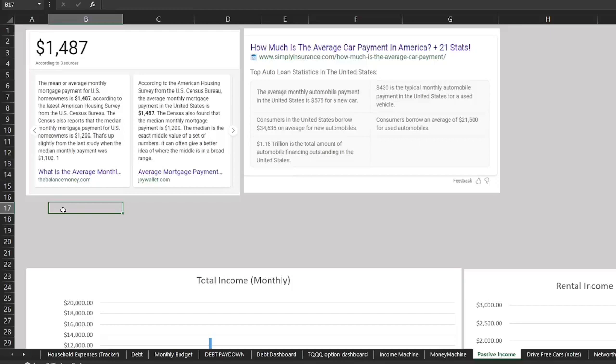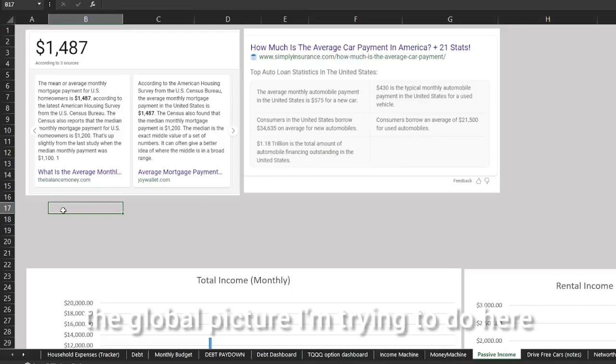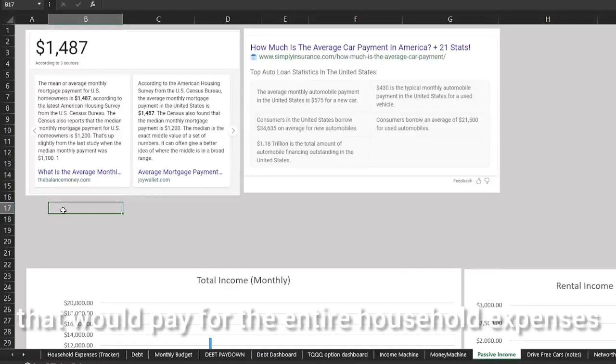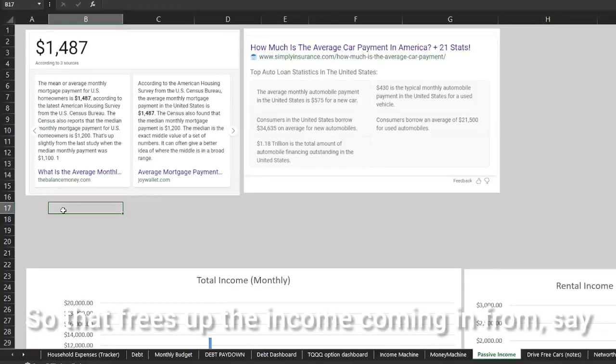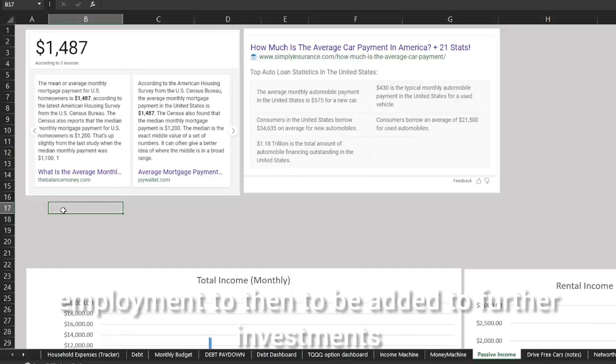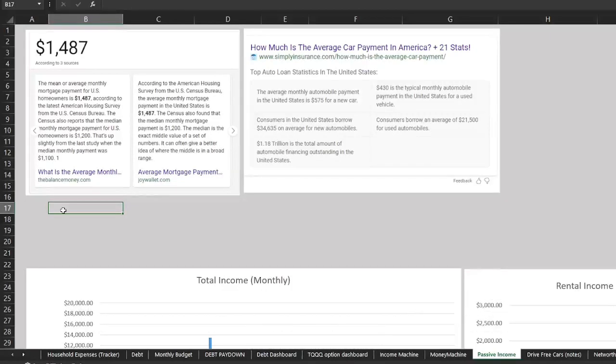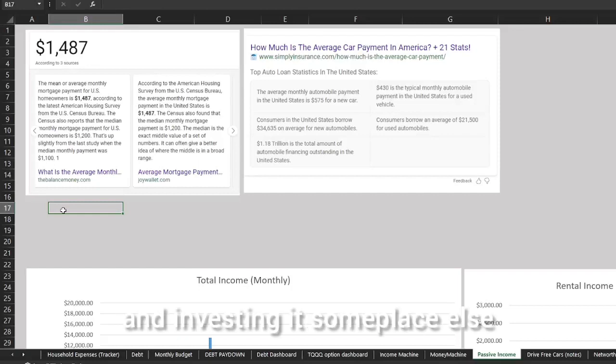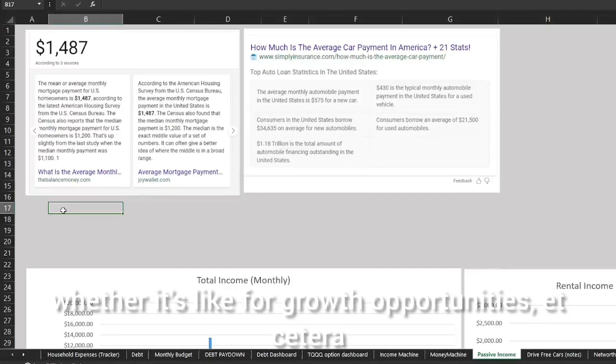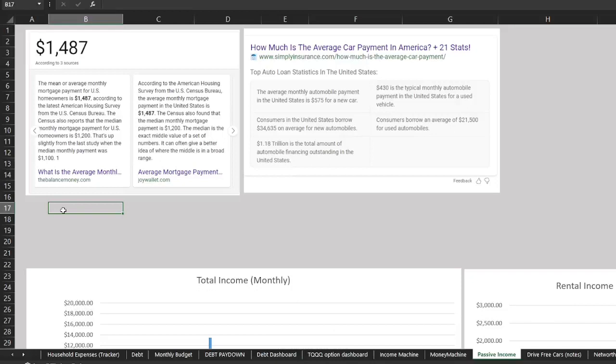But the global picture I'm trying to do here is to get passive income that would pay for the entire household expenses, so that frees up the income coming in from, say, employment to be added to further investments, whether you're investing more in passive income to increase the cash flow coming into the household, or taking that money and investing someplace else, like for growth opportunities, etc.